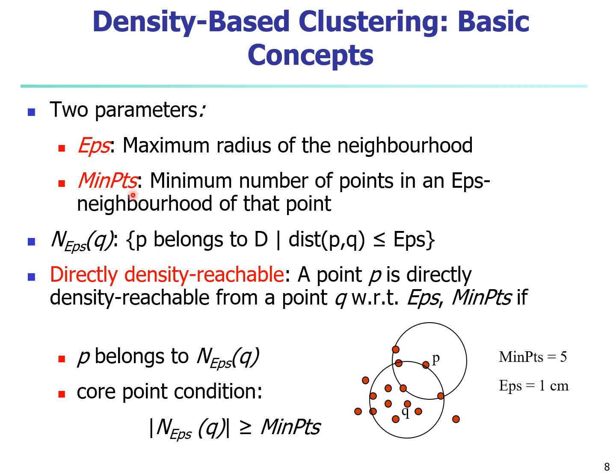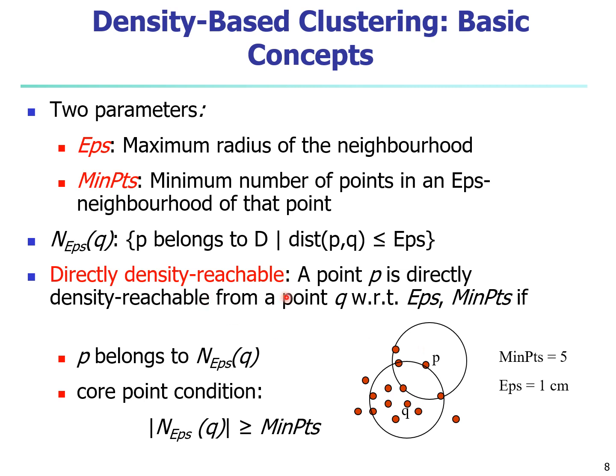The minimum points is the minimum number of points. Points here means objects in the epsilon neighborhood of that point. So we will set up a required number of objects or points to be in the neighborhood. So we'll have a minimum requirement.